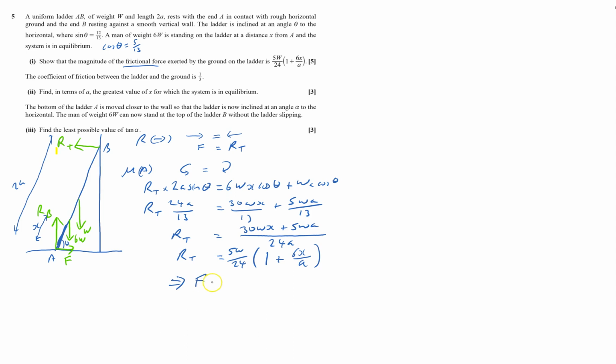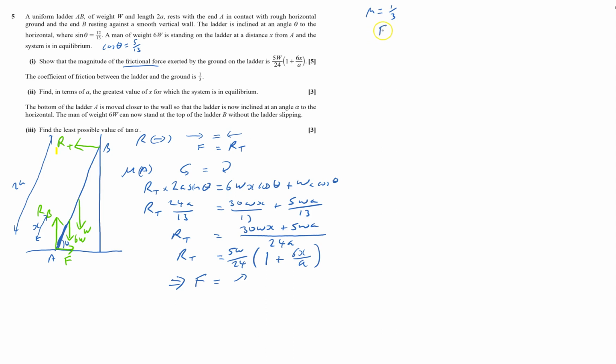Therefore, F equals this bit, because I've resolved horizontally. So that's the first bit done. Now I need to work out the second part. That's 5 marks. Coefficient of friction is mu, so mu is 1/3. Find in terms of A the greatest value of x for which the system is in equilibrium.